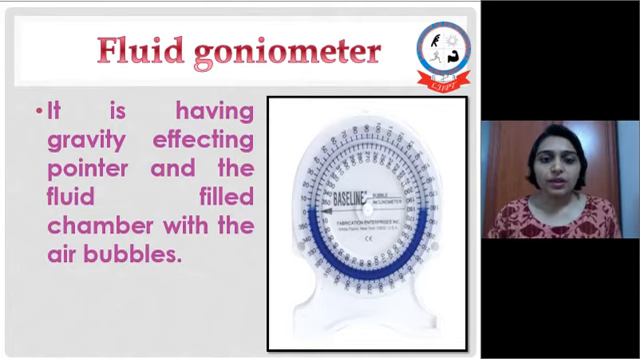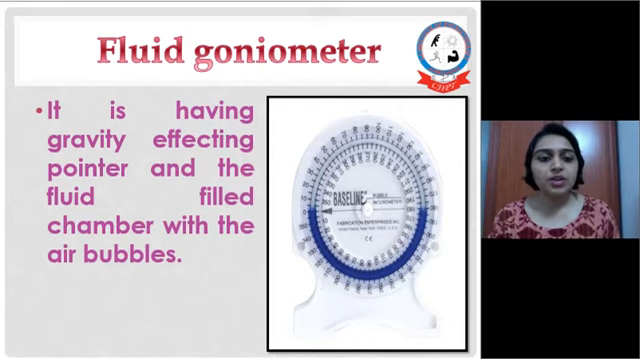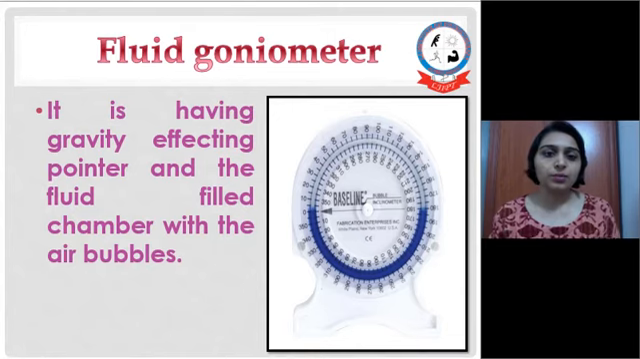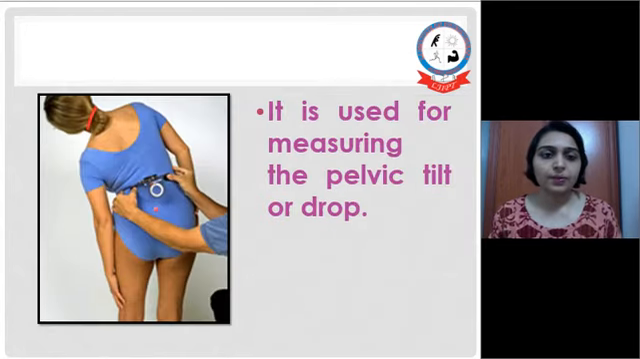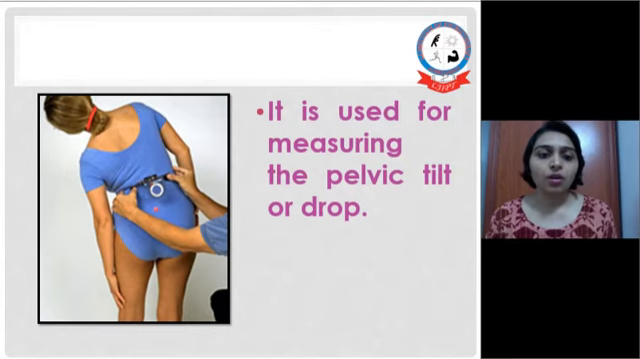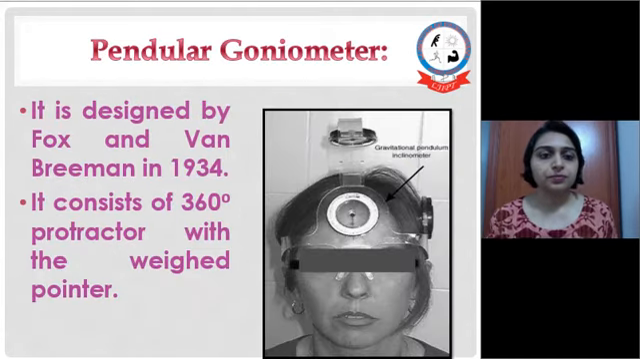Fluid goniometer. Next type of goniometer is fluid goniometer. It has gravity effect on the pointer of the goniometer. It also has a fluid filled chamber with an air bubble. So according to the gravity that varies. And fluid goniometer is used for measuring pelvic tilt or pelvic drop.